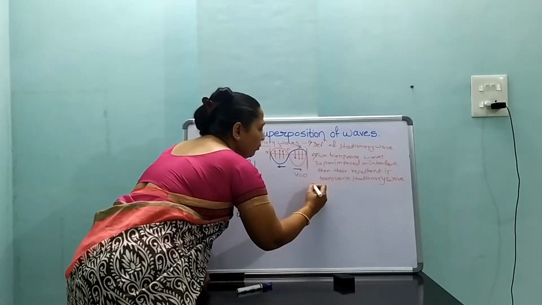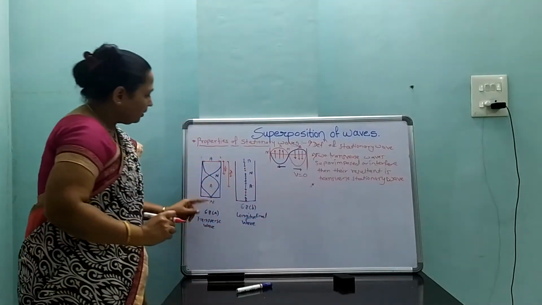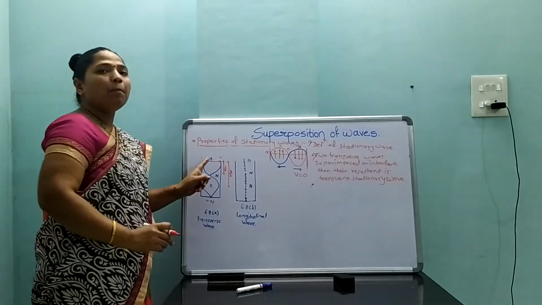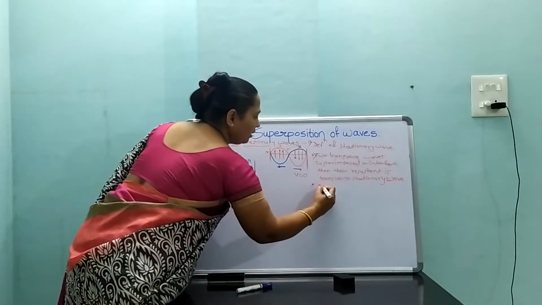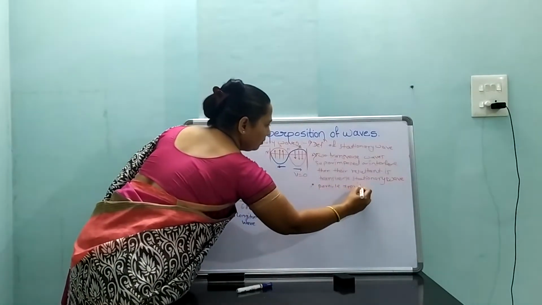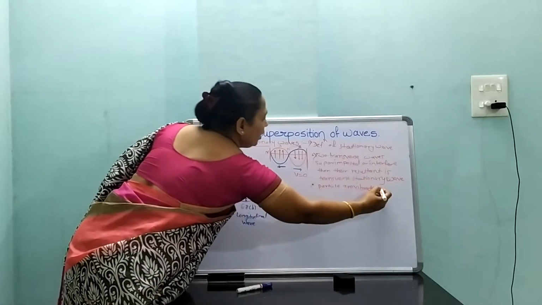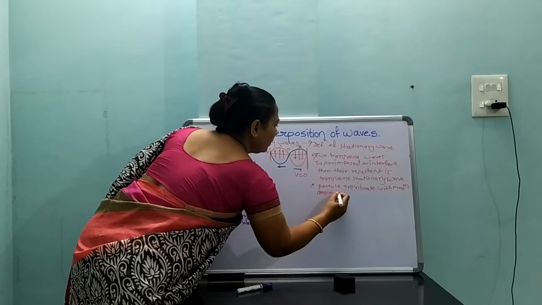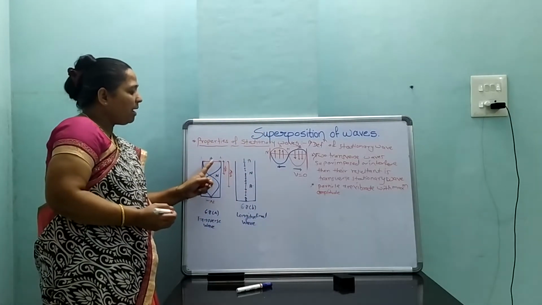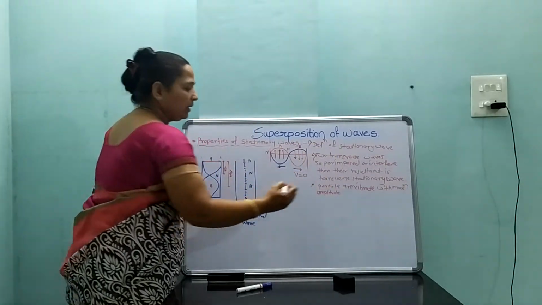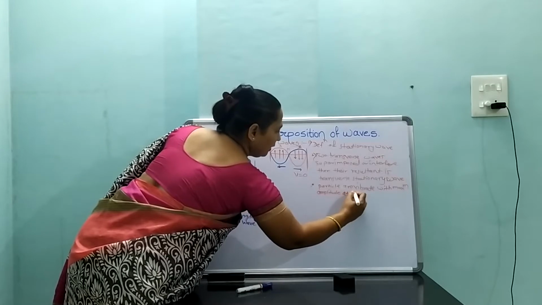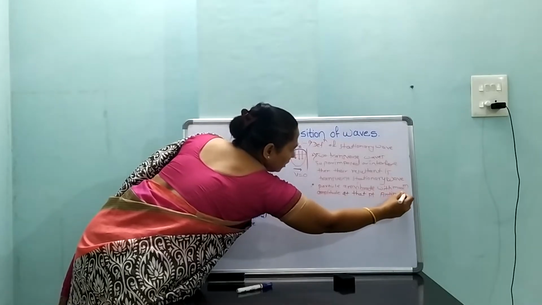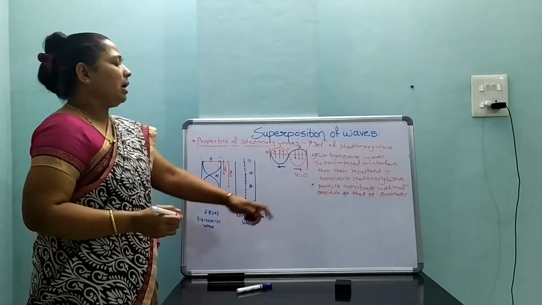In a transverse stationary wave, the first point to consider in the figure is that at an antinode, particles vibrate with maximum amplitude. The point at which particles vibrate with maximum amplitude is where antinodes are formed.